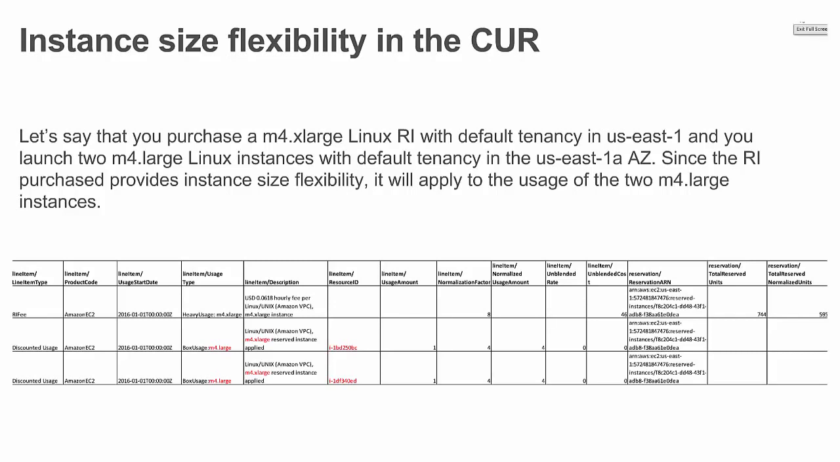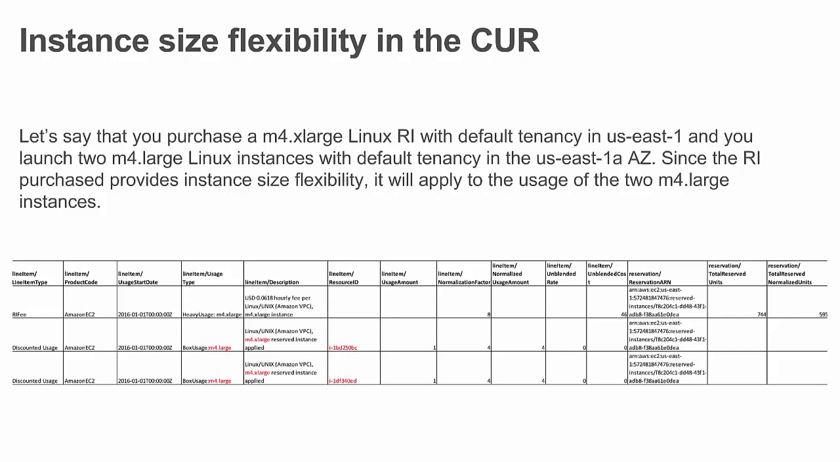In this slide, we're going to give you a small snapshot of the Cost and Usage Report to help you understand how instance size flexibility applies in the CUR. So let's say that you purchase one M4 extra large Linux RI with default tenancy in the US East region, and you are running two M4 large Linux instances with default tenancy in the US East 1A AZ. Since the RI purchase provides instance size flexibility, it will apply to the usage of the two M4 large instances. The CUR will show you how the instances receive the RI benefits, and we will now analyze this.